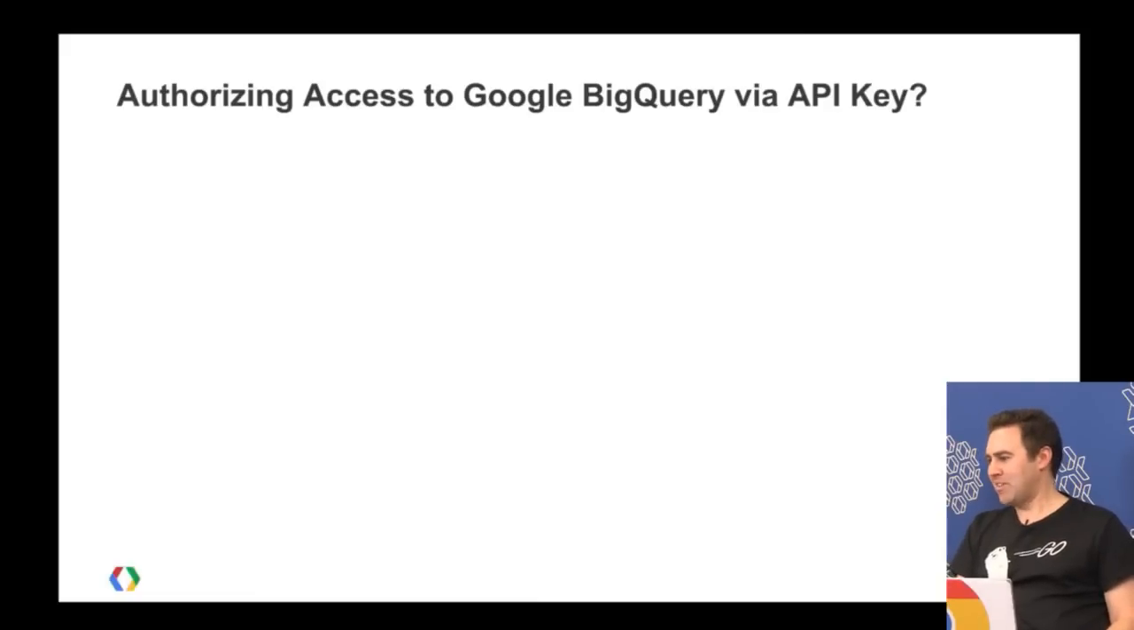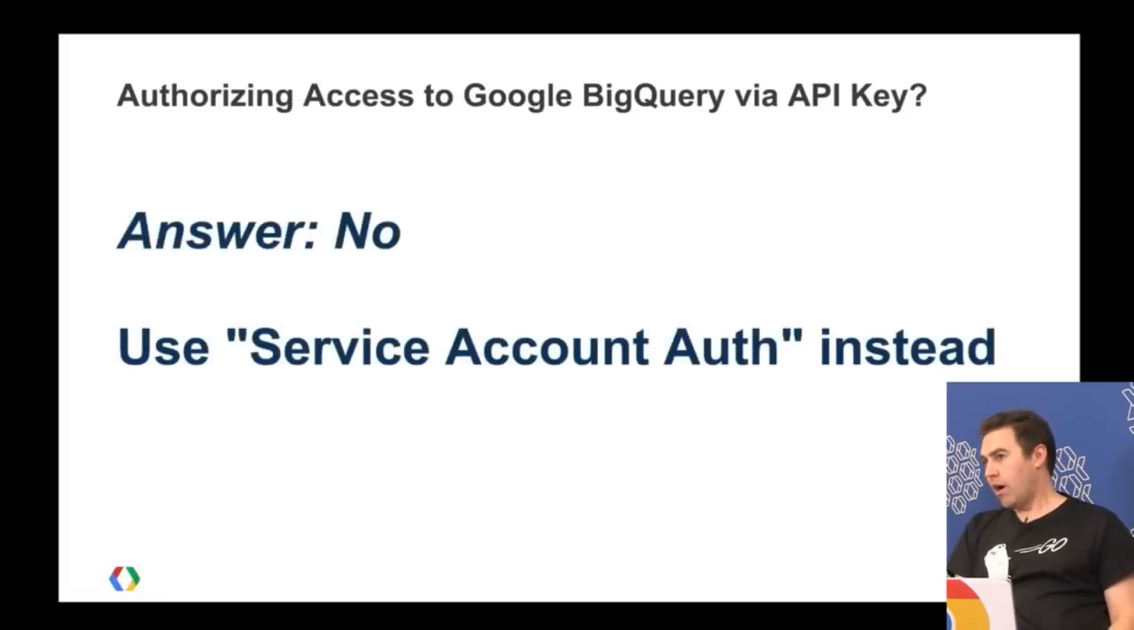So great. The next question I see all the time, and I wanted to talk a little bit about it today: authorizing access to Google BigQuery via API key. The question is asking, as some Google APIs do, can I use an API key to authorize access to BigQuery by appending a key value to the end of a request to the BigQuery API? The answer is actually no. BigQuery does not support API key access.